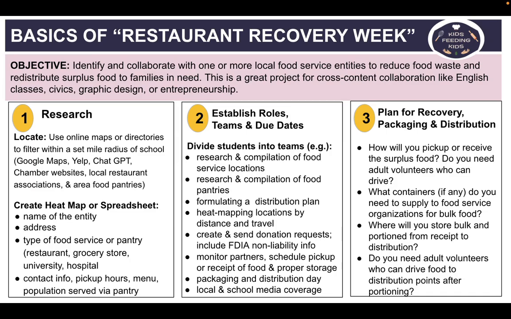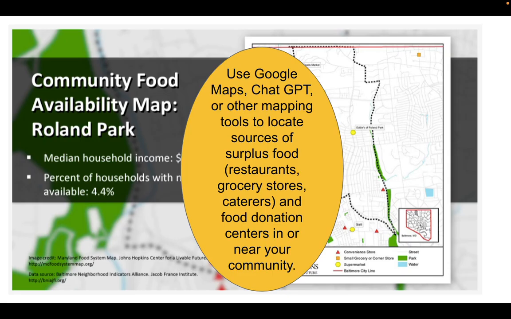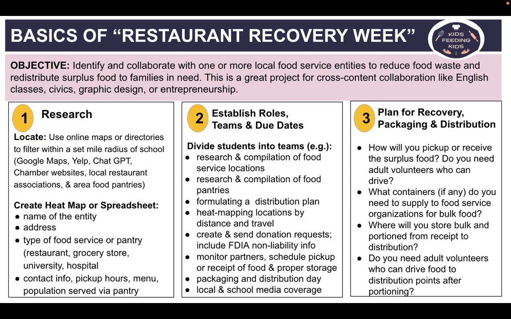The third option is what I'm calling the Restaurant Recovery Week option, and that's where you actually, again, go back to a mapping tool like perhaps the ones that I've suggested here, and you are actually trying to locate and map out two different things. You're trying to map out what are all the local food service entities in our area, and what are all the options where we either find food pantries or places where people could pick up meals if we could get enough restaurants to contribute their surplus food.